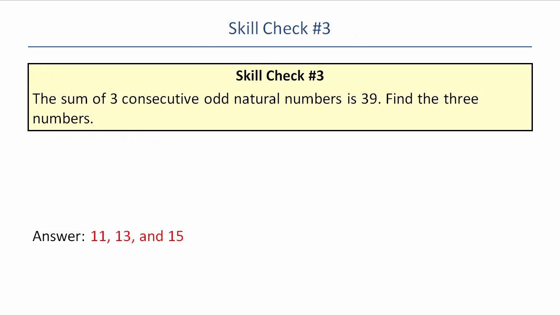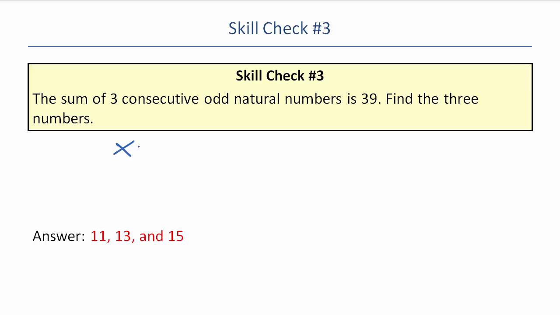Okay, your last skill check. See if you can find the sum of 3 consecutive odd natural numbers is 39. Find those 3 numbers. Well, you could do it by guess and check. You could do it with a pattern, right? We know that the sum of 3 consecutive odd numbers.